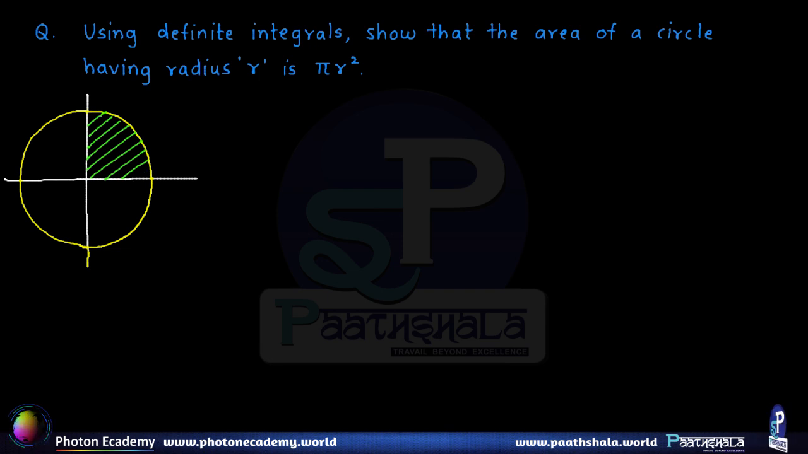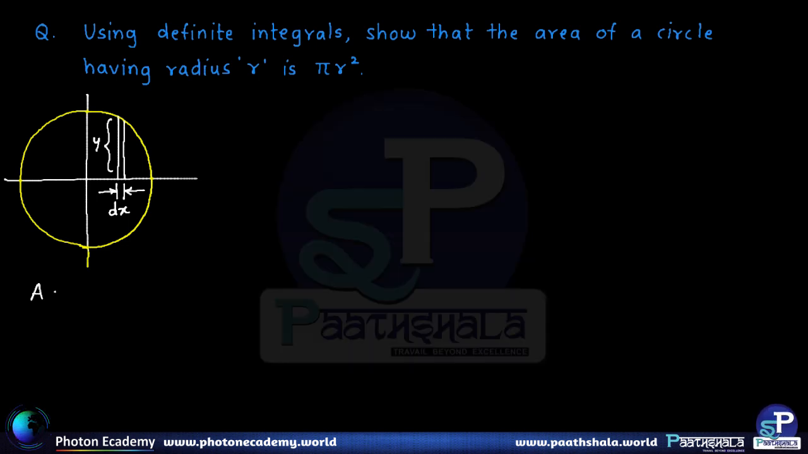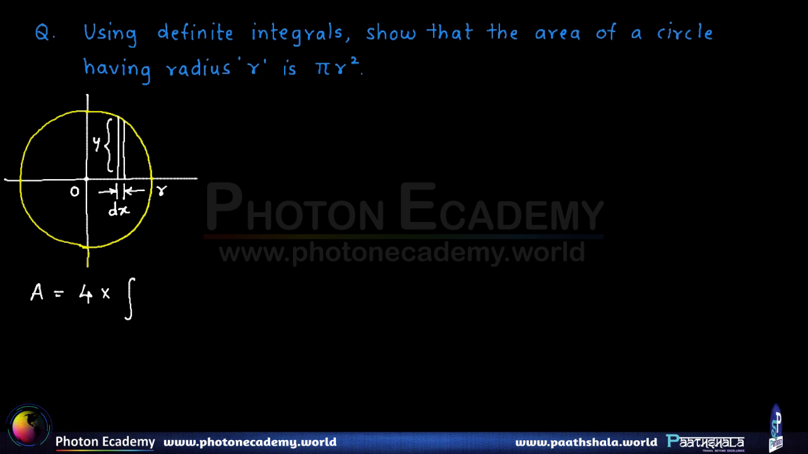Now to calculate that, we follow the similar procedure as we have seen earlier. Let's consider some vertical strip of width dx and height y. Now our total area is 4 times the area of 1/4. Correct? Now for the limits, x varies from 0 to r, because that is the maximum value that x can take, which is the radius. So here we have y dx and x varies from 0 to r.